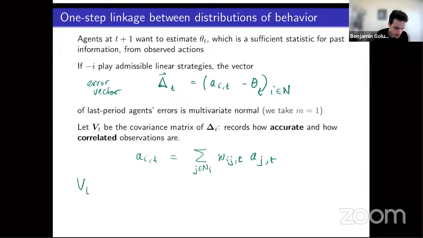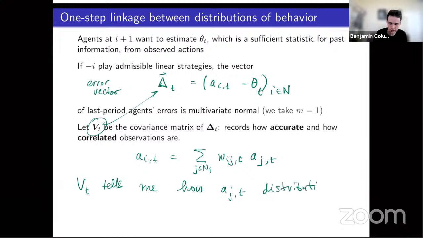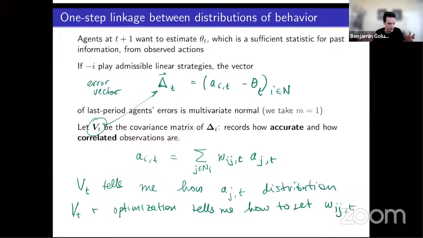So the key thing is that V_t, this variance-covariance matrix, tells me two things. It tells me how everybody else's actions, the a_i's, are correlated. If I know the model and I know V, then I know exactly the covariance structure of my neighbors' behavior. But V plus optimization, or Bayes' rule, also tells me how to set the weights. So this V object is really the Rosetta Stone: if I know V, I know everything I need to determine people's best reply behavior, and I know the distribution of the stuff they're combining when they best respond.